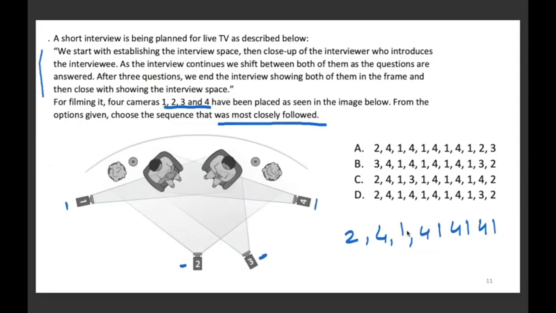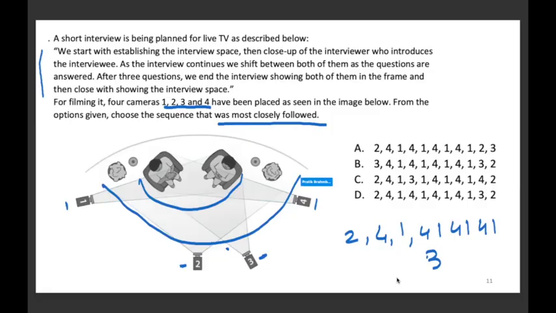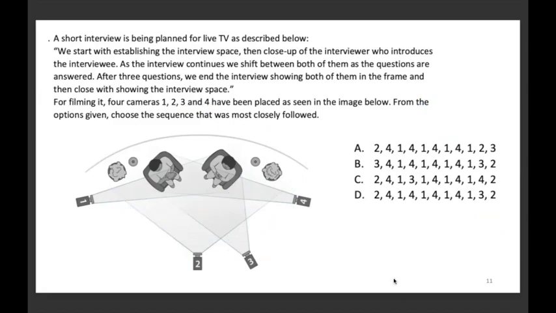And then we close up with showing the interview space. We have first both of them in the same space and we close up with the interview space. So after this 3 will come, which is a close up of this space, and then followed by that we zoom out to form the complete interview space. So it will be option D. Okay, so we'll move to the next one.